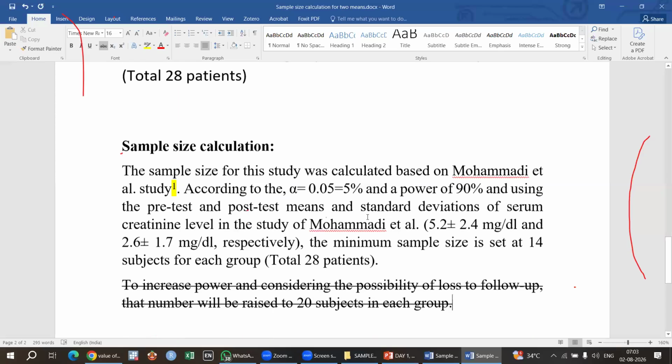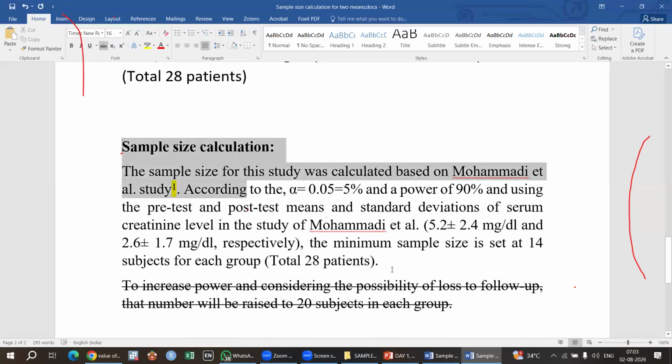So step by step, we have to do. All the things are hypothetical, okay? But we have to calculate sample size. So if you have any question, you can ask. SD is more than half of the mean. Yes, there is no problem. No issue. For sample size calculation, it's okay, no problem.